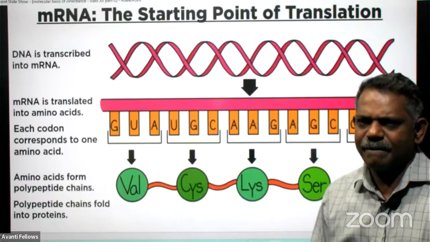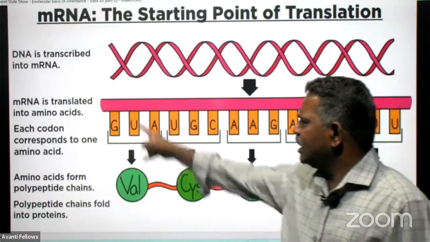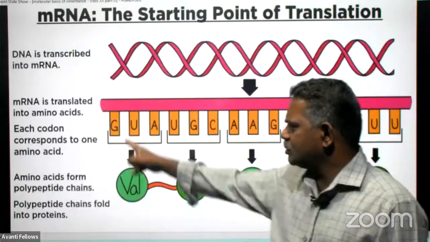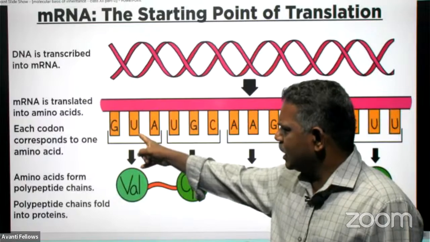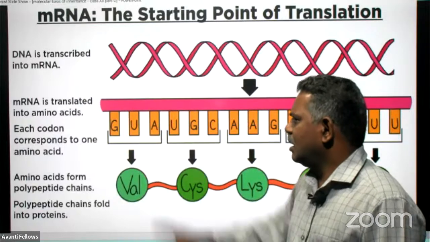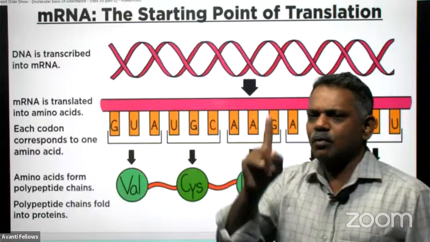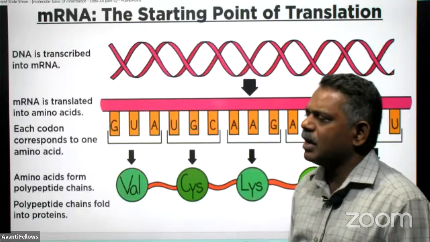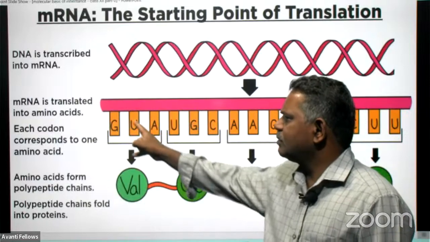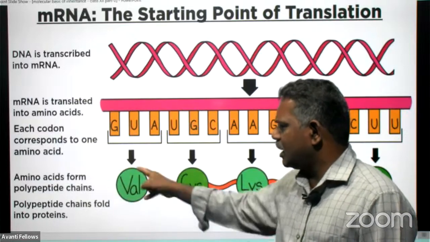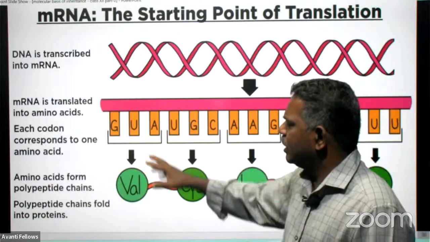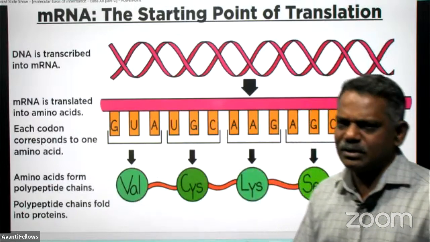For example, in mRNA, GUA. G means guanine, then uracil, and adenine. And this acts as one codon. It's called the triplet codon present in the mRNA. And what is the meaning of this codon? Amino acid valine. Right. So GUA is for the valine amino acid only.